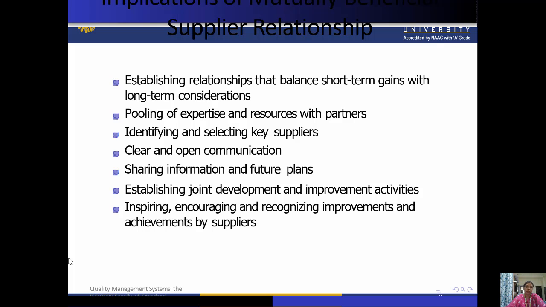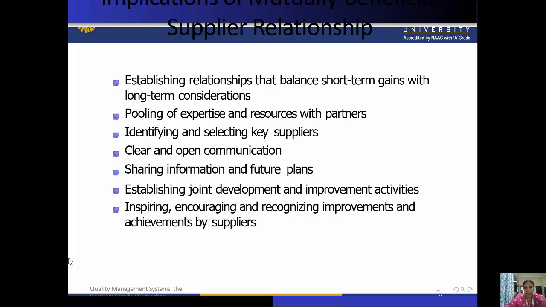The next implication is pooling of expertise and resources with partners. Here we are making a relationship with another partner, which means there are two independent companies making a relationship with each other. They are pooling the expertise as well as the resources with their partner. One company gives its expertise and resources to the other, and vice versa.